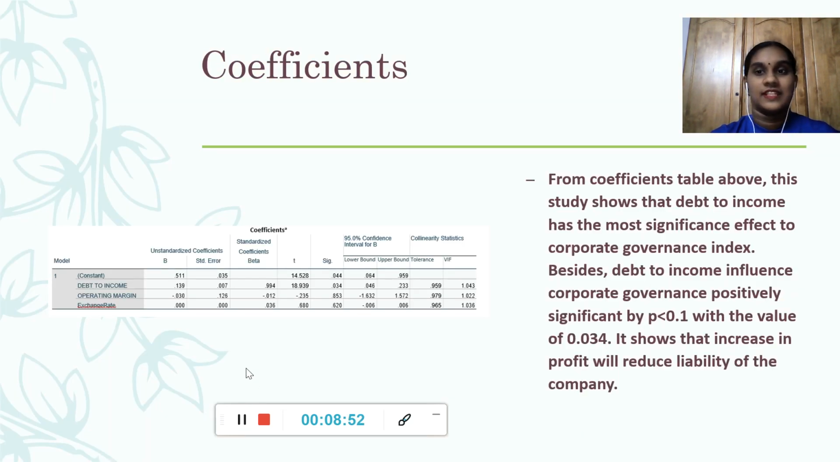Moving on to the coefficients. From the coefficients, it shows that the debt to income has the most significant impact to the corporate governance index, as it is positive, which is P less than 0.1 with a value of 0.034. This shows that it will increase the profit, which will reduce liability in the company.